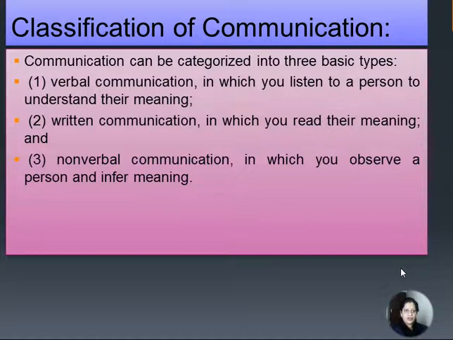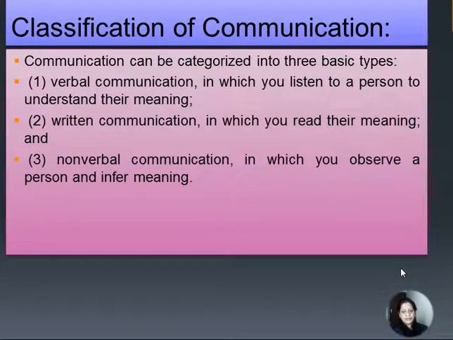Classification of communication. Now, what are the types of communication which are carried out in a business organization? First is verbal communication, in which you listen to a person to understand their meaning. Verbal communication is what I am doing right now. I am taking the lecture and making things easily understandable. So I am using verbal communication, in which you are listening to a person and understanding what the other person is saying. That is known as verbal communication, in which you only use word of mouth.